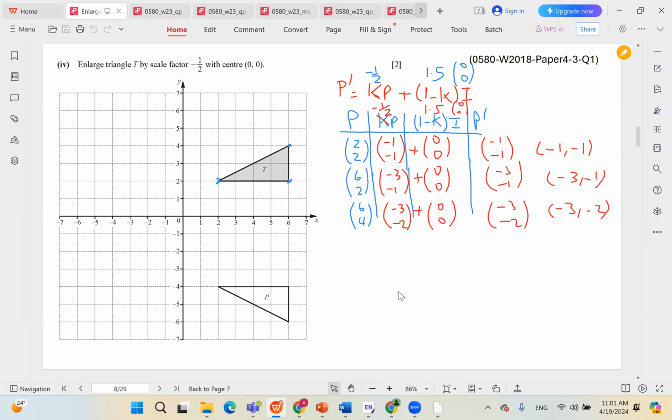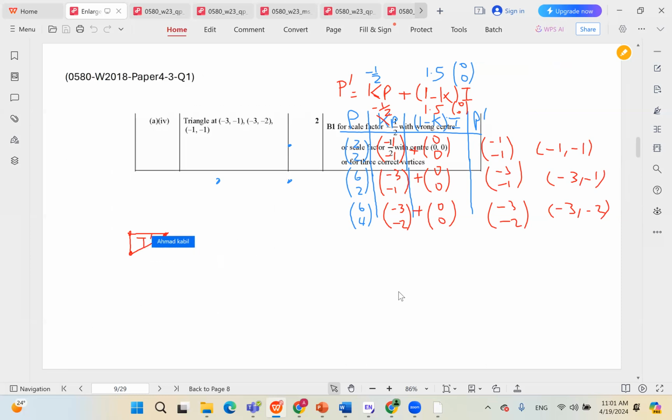We're going to plot these points. So we have -1, -1, -3, -1, and -3, -2 as our final points. And this is our triangle here. We can call it T dash. So the points, according to the marking scheme, are -1, -1, -3, -1, and -3, -2.